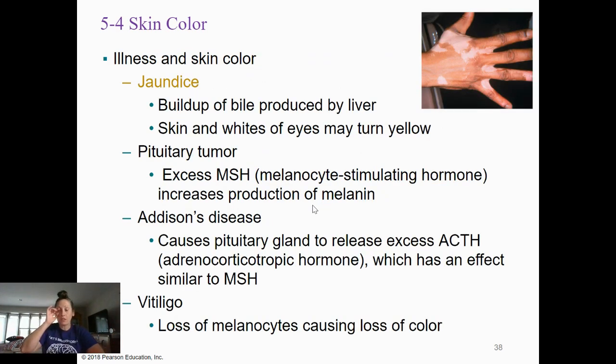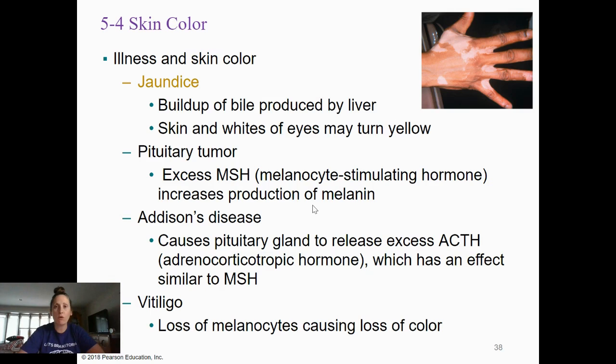There are a few other conditions, and this is not an exclusive list, but just a couple of common things that do result in alterations of your body color, your skin color. Jaundice is a pretty common one, and you see that in babies or people with liver disease. Basically, what happens is the whites of their eyes and their skin tend to have a yellowish color, and that's due to buildup of bile from the liver.